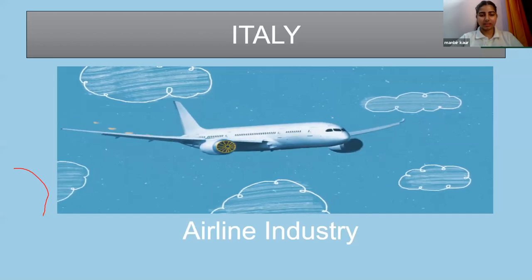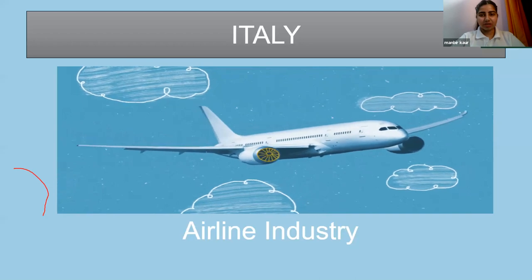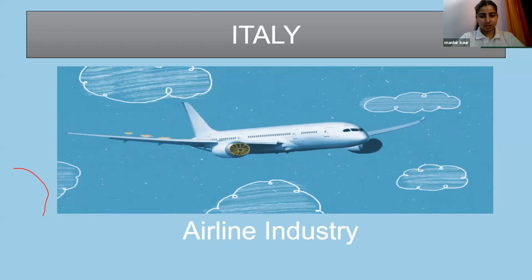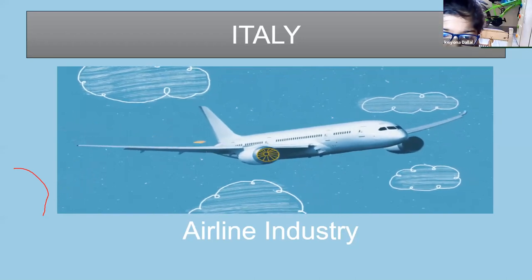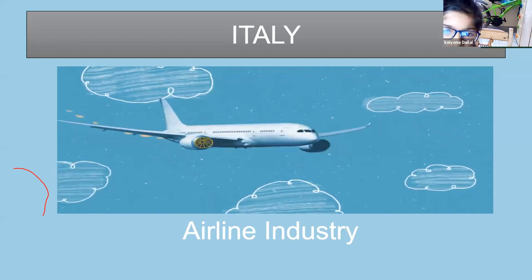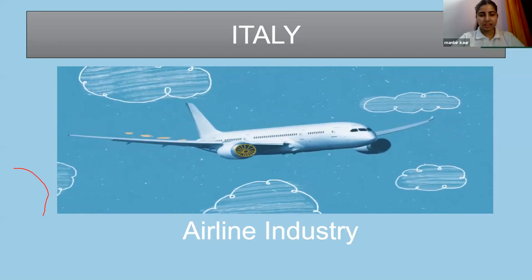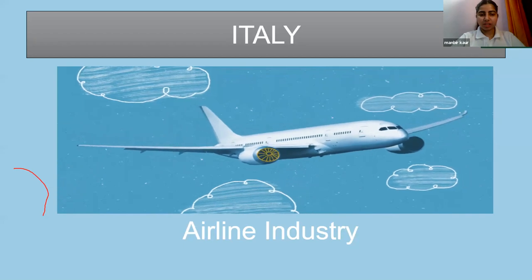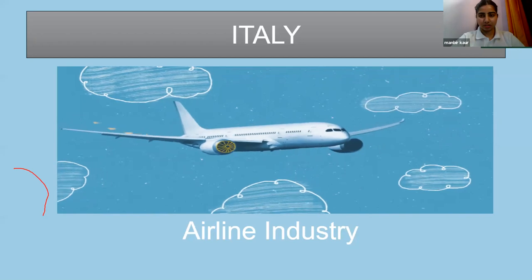Next slide. Okay, so who's going to tell me the national airline of Italy? Air Italy. Somebody is asking what is the meaning of Naval? No, it's the place Naples, which is in Italy. That was the place where pizza was discovered. It's the place Naples.